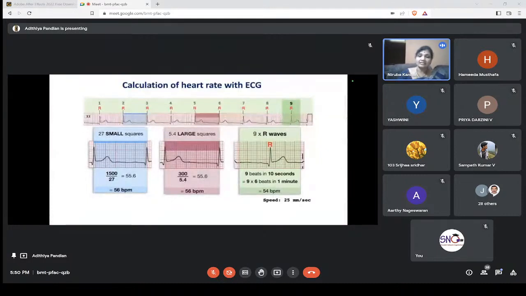Okay, heart rate calculation is very important, which everybody of us would have done in first year. So I'll just make it a fast one. We'll only stick to large boxes today. That is what I said. How many large boxes are there? You divide 300 by the number of large boxes and you get the heart rate. We stick only to the pink one, which is the big middle. This ECG has 5.4 large boxes. So you divide 300 by 5.4, and you get your heart rate as 55.6. Next slide, please.